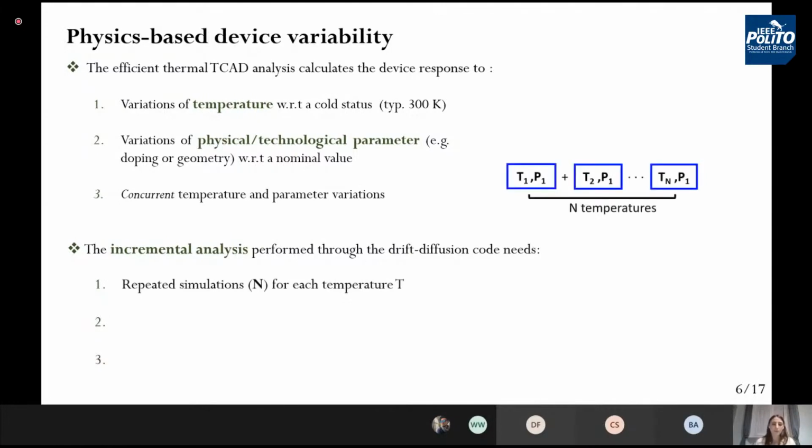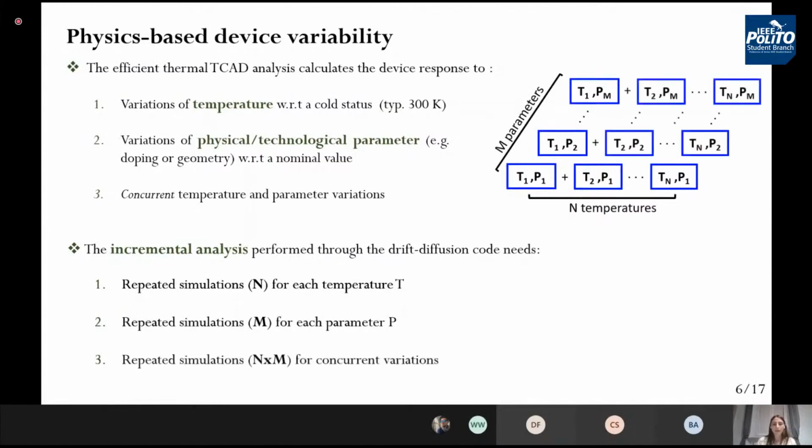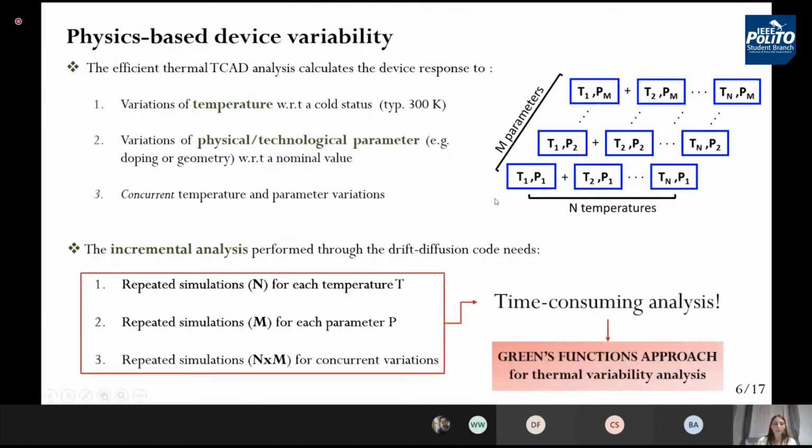The drift diffusion code is able to perform this analysis through an incremental approach, which consists of repeated simulations at each temperature T, then repeated simulations at each parameter P, and finally, for concurrent variations, we have a total number of simulations equal to the product n times m. So this is a time-consuming procedure that can be overcome through an efficient thermal variability analysis based on the so-called Green's function approach.